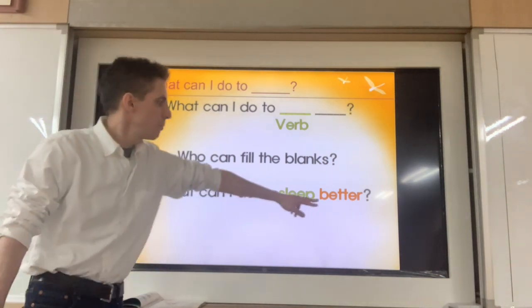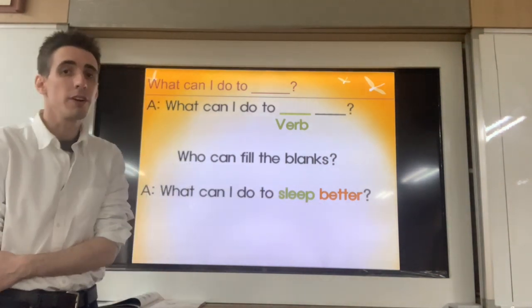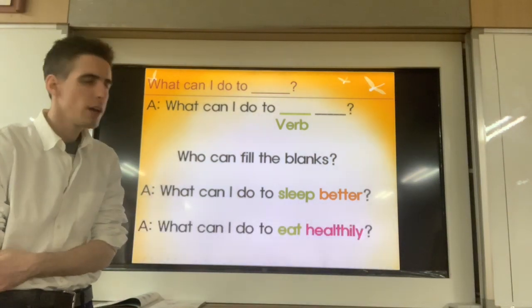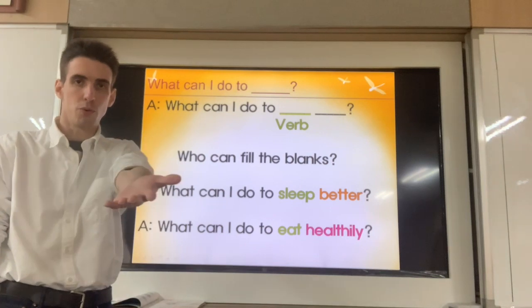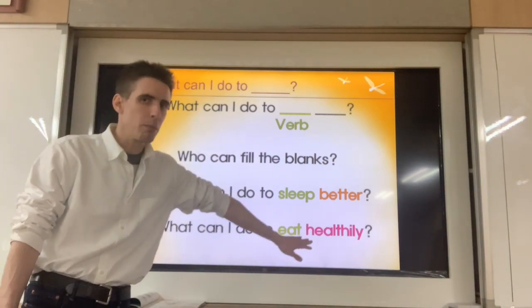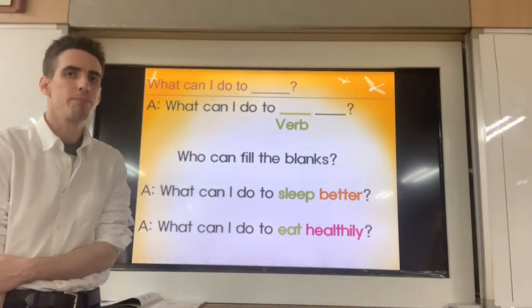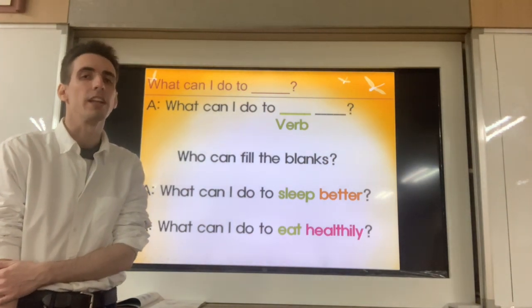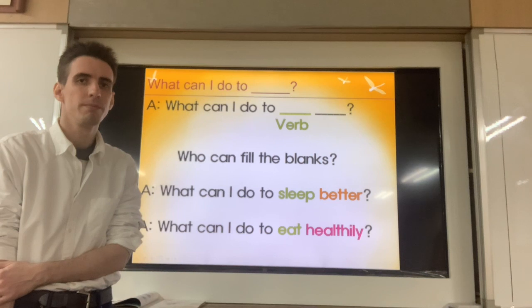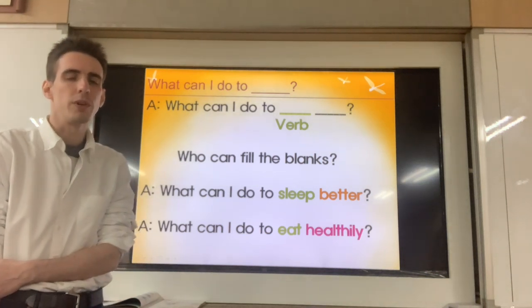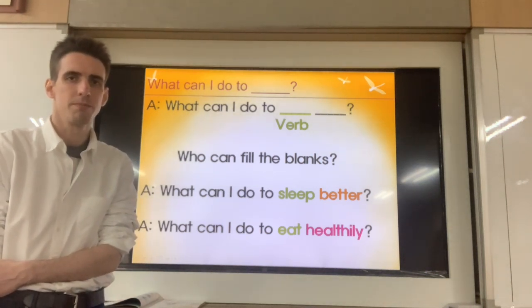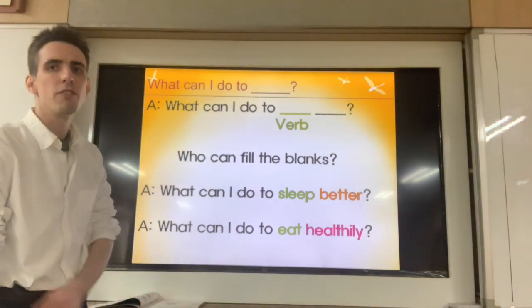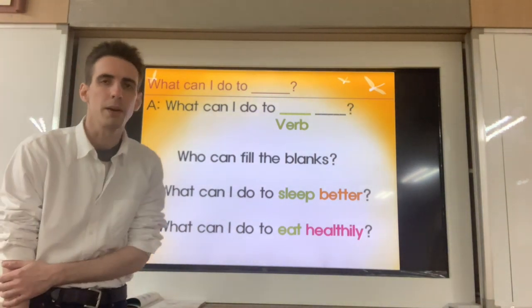Okay, better is orange because better is an adjective. How about this one? I'll speak first and then you, okay? This time we're using an adverb. Here we go. What can I do to eat healthily? What can I do to eat healthily? Okay, that is our A key phrase. What can I do to blank blank?